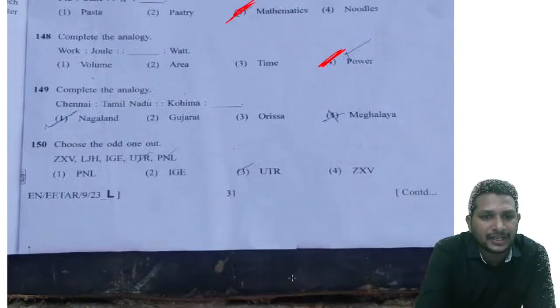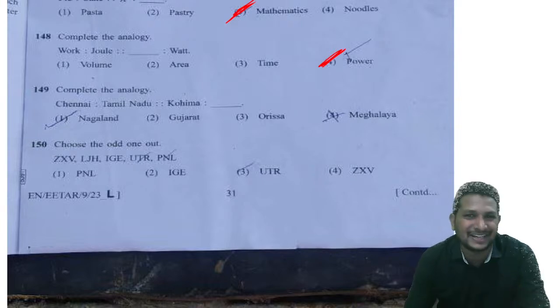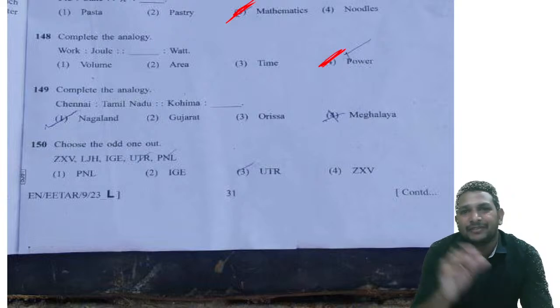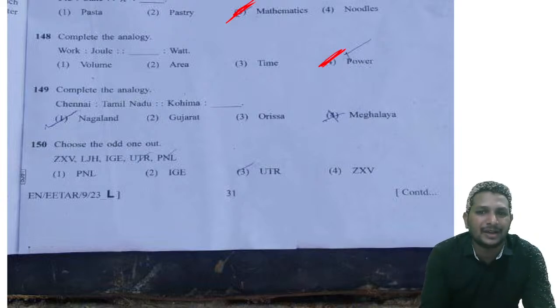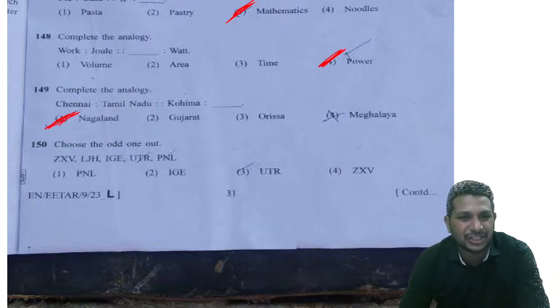Okay. Next, question number 149. In the 149th question, Chennai, Tamil Nadu, Kohima, what? These are the state capitals, right? The capital of Tamil Nadu is Chennai, and in the same way, Kohima is the capital of which state? Nagaland, right? So the answer for this question is option 1. Option 1 is the answer.